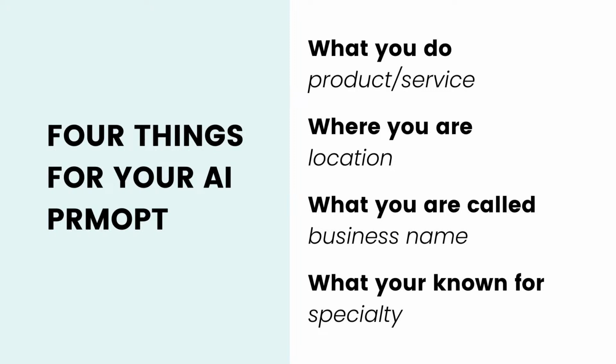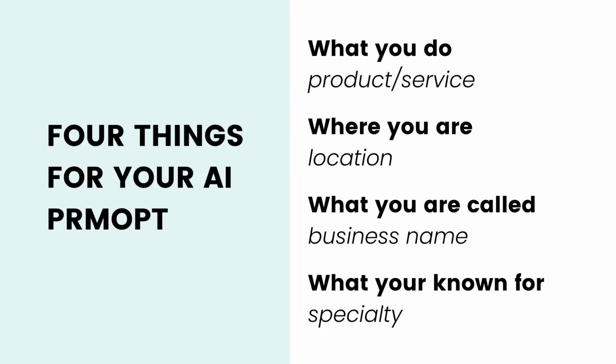So the 4 things that you need to include in your AI prompt. This is so important. If you're going to use this AI aspect of filling out the content on your site, you need to tell Squarespace these 4 specific things. What you do, where you are, what your business is called, or what you're called, whatever you're building the site for, and then what you're known for, your specialty. These are 4 things that you need to include in this specific AI prompt for Squarespace, okay?